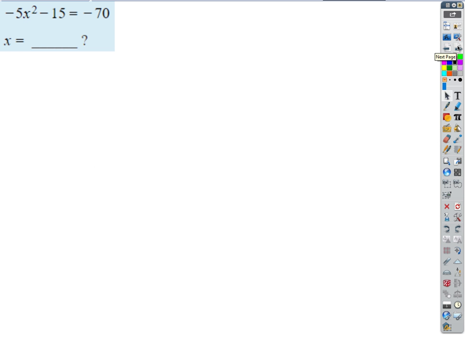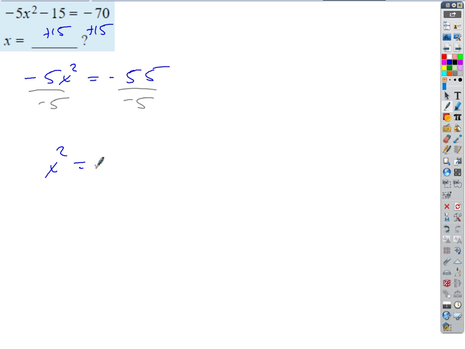Okay, solve some equations. Let's look at some examples of solving quadratic equations by isolating x. What's the first step? Add 15. Good. I think you guys are getting pretty good at this. So negative 5x squared equals, if I add 15, negative 70 plus 15 would be negative 55. Good. Next step? Divide by negative 5. Good. That's going to cancel those, and we'll get x squared equals 11, right? Okay, last step. Square root.